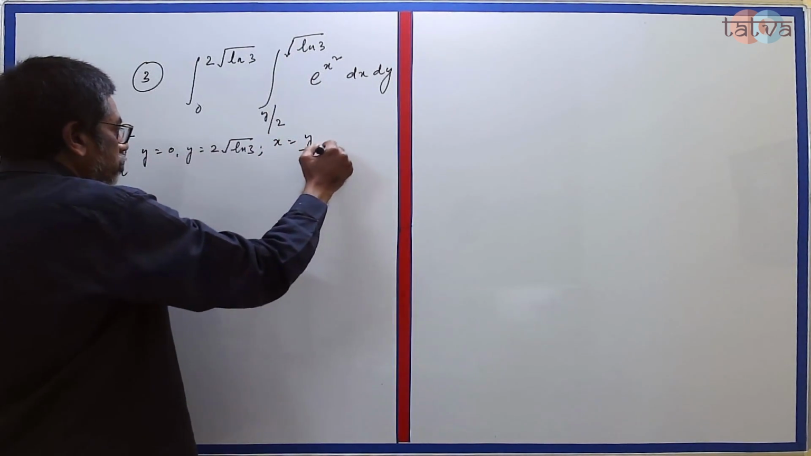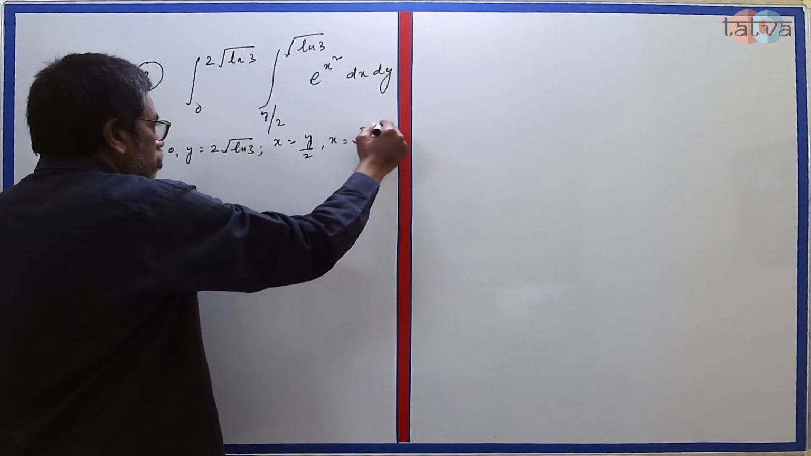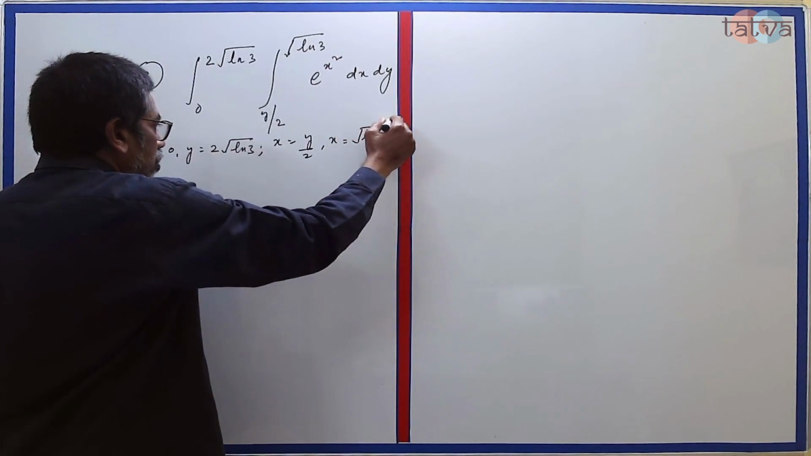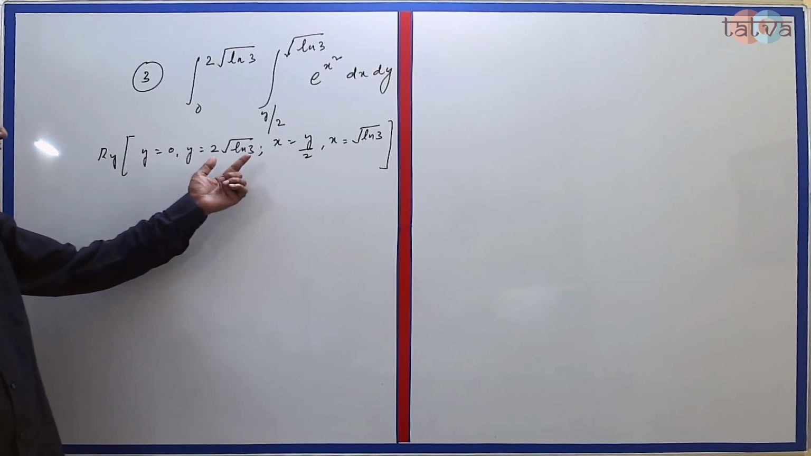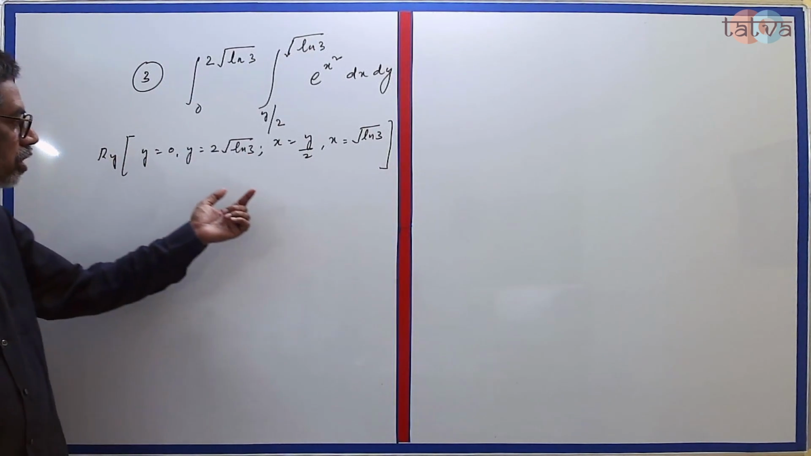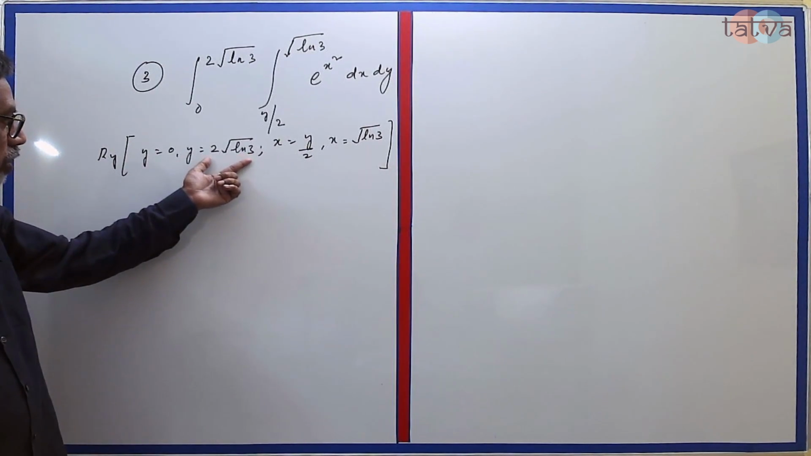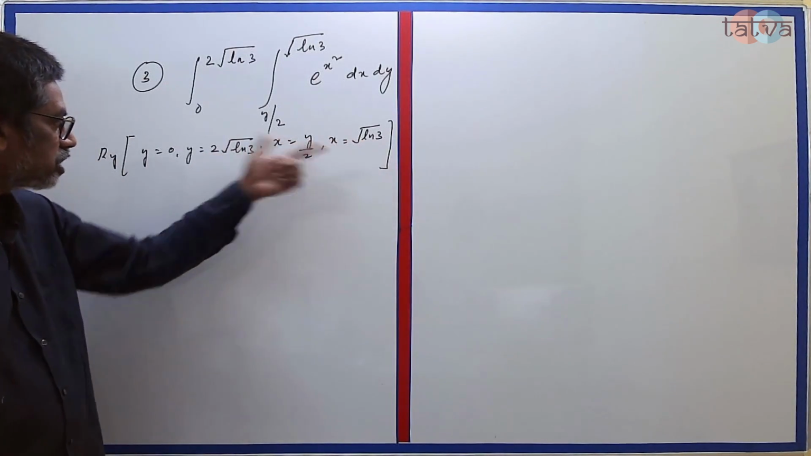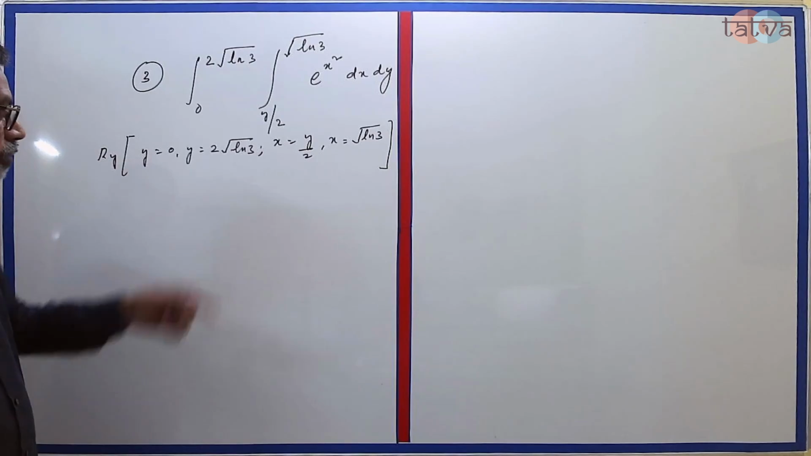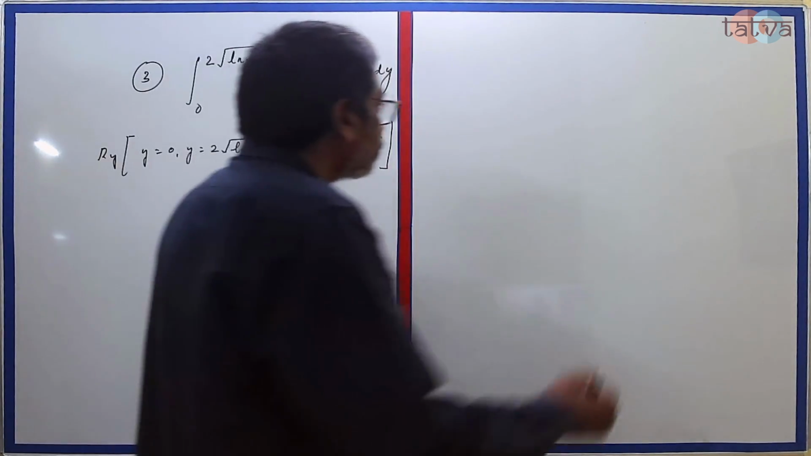x is equal to y by 2. x is equal to square root of log 3. Don't panic. Log 3 is after all a real number. So twice square root of log 3 is some number. Similarly, this is some number. So they are constants. So let's try to put them on a graph.